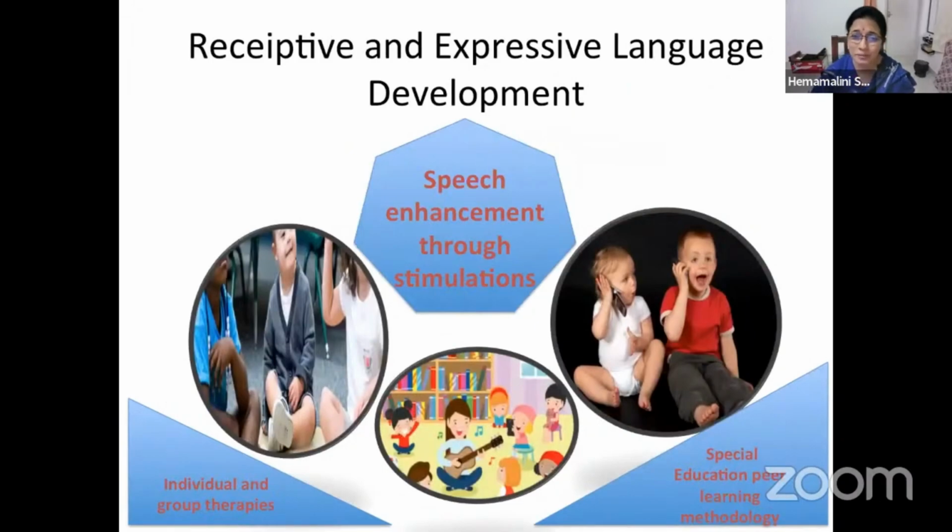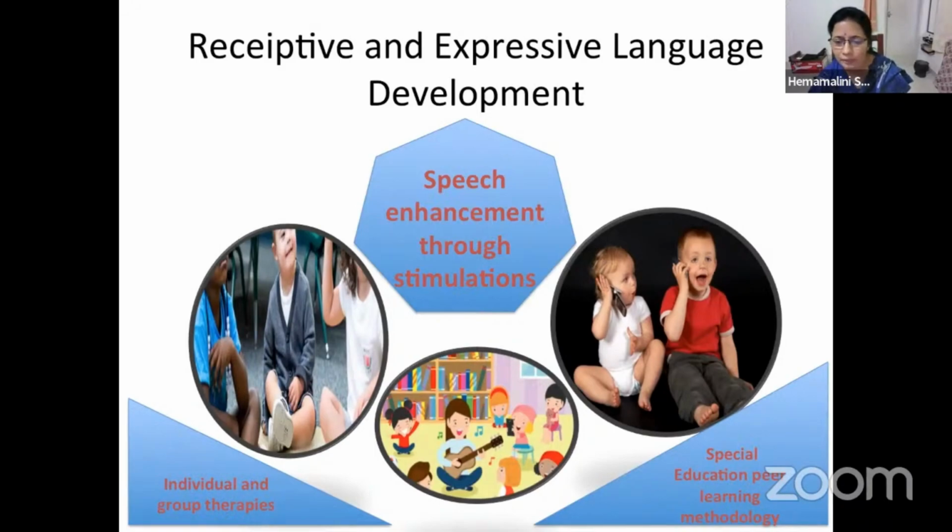Then comes the receptive and expressive language development. As the child is growing from 1 year to 2 years, we expect the child to learn many things. So how does this happen? Only when the child is exposed to a peer group, a group of children, through different stimulations. Apart from a peer group, there's also individual therapy that happens along with the peer group. What really happens during this kind of encouraged stimulation is the child learns to first listen, then talk.